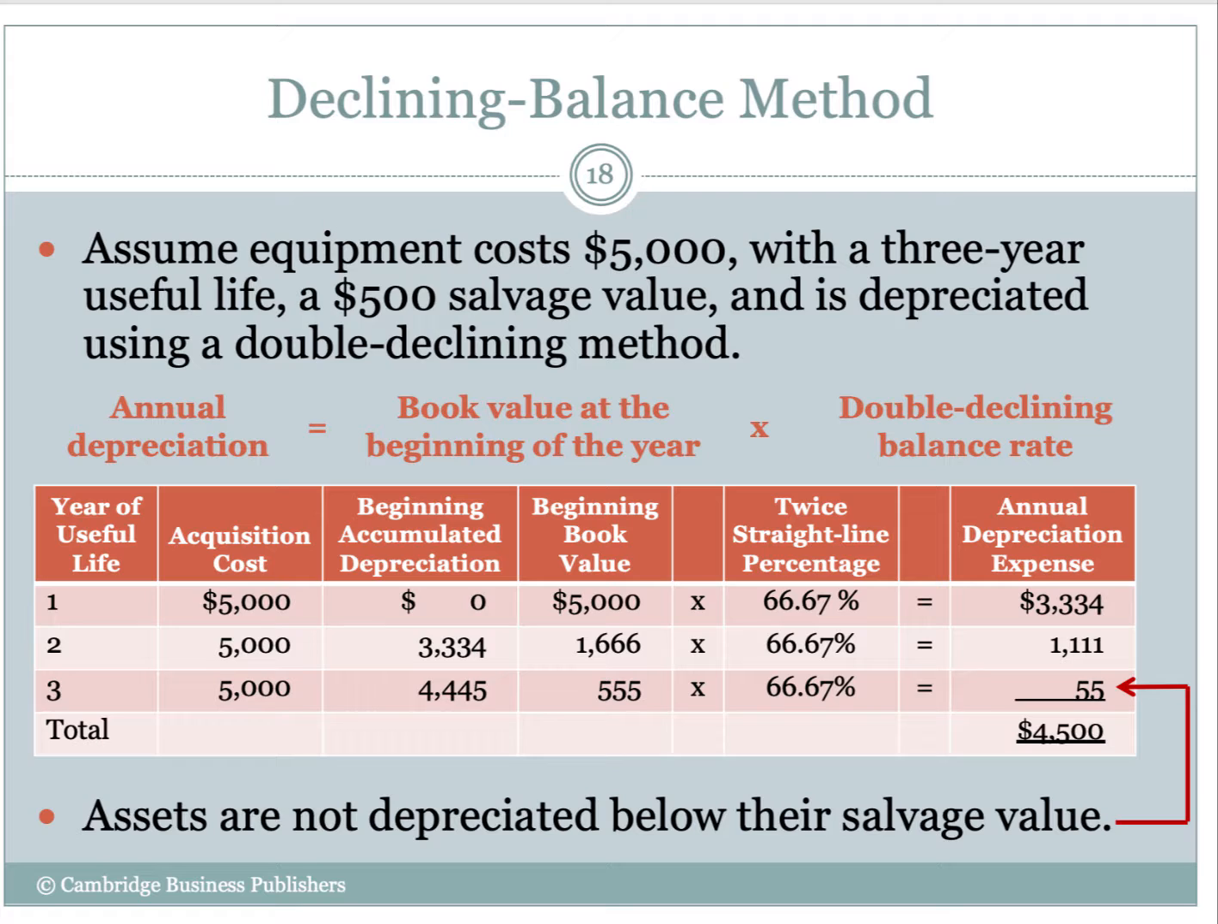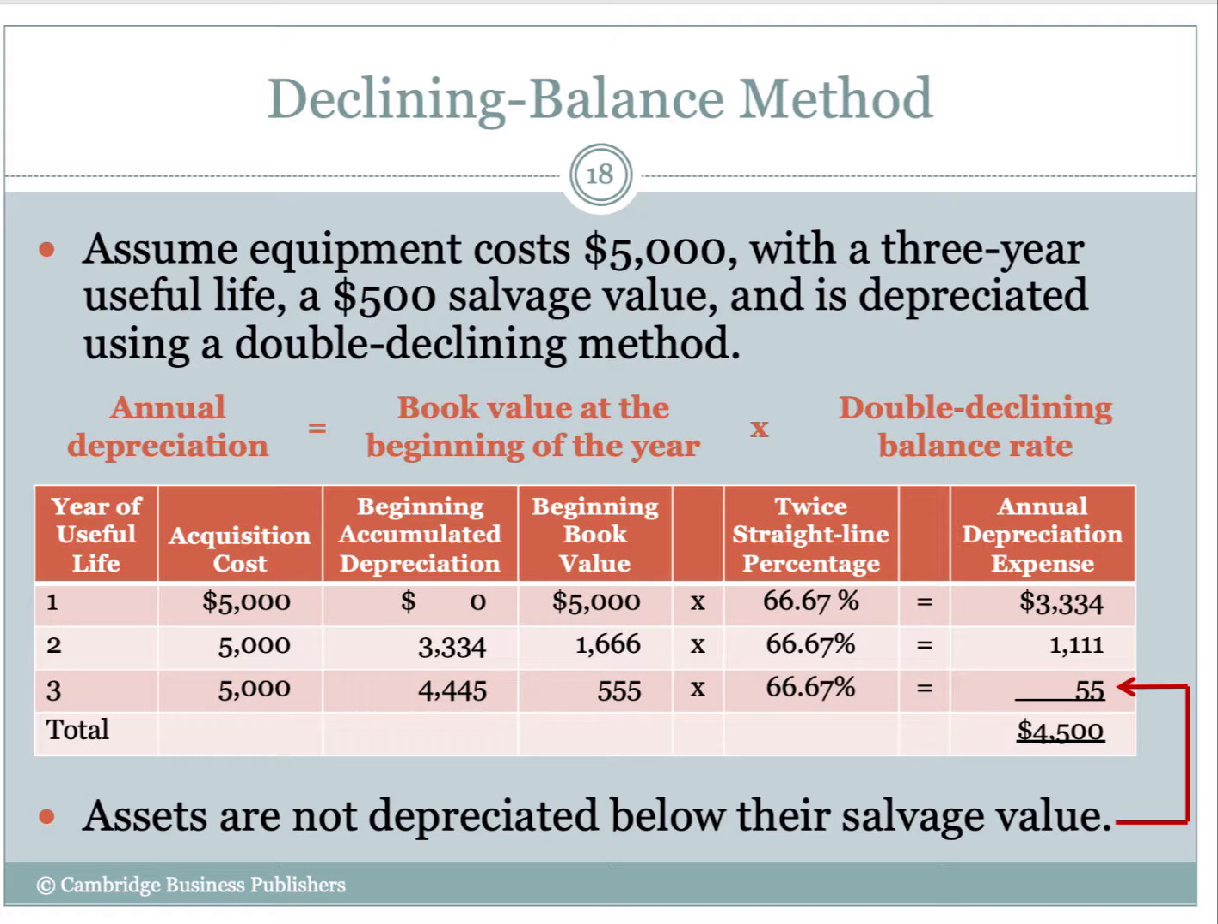But look what we do here. We start with our beginning accumulated depreciation balance, which in year 1 is obviously going to be 0, because we need to calculate depreciation. So what we're going to do is take our beginning book value of $5,000 and multiply it by twice the straight line percentage. So that's how we got the 66.67.